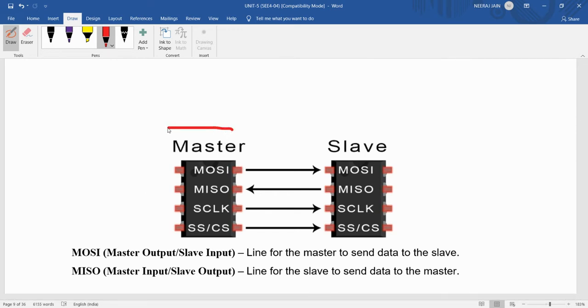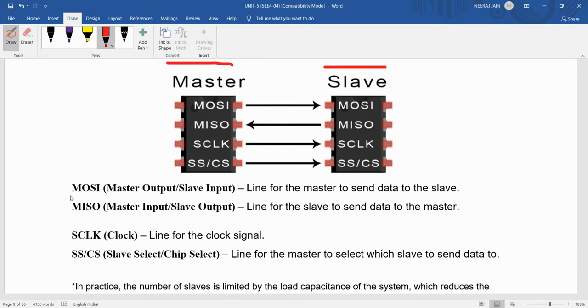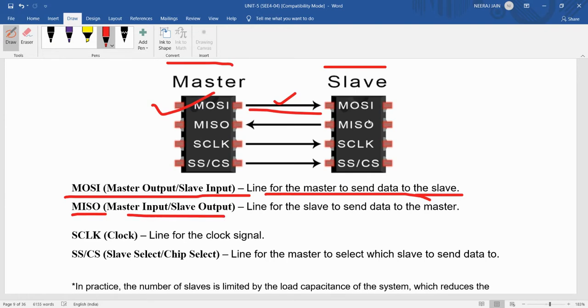अगर आप स्ट्रक्चर देखेंगे, दैट इज द मास्टर एंड इट इज द स्लेव. तो मास्टर जो हमारा होता है, दैट इज द फोर थिंग्स वी हैव. फर्स्ट इज द MOSI, that is called the master output slave input. MOSI is the master output slave input line for the master to send data to the slave. ये वो लाइन होती है जिसमें मास्टर से स्लेव तक डाटा को सेंड किया जा रहा है, एज वी कैन सी हियर.